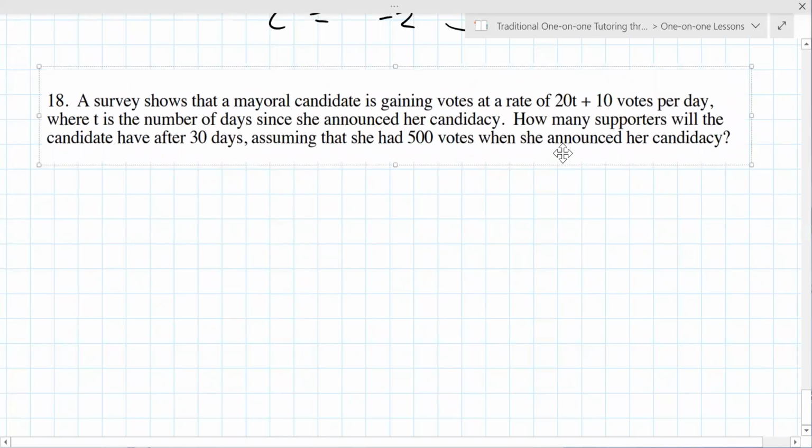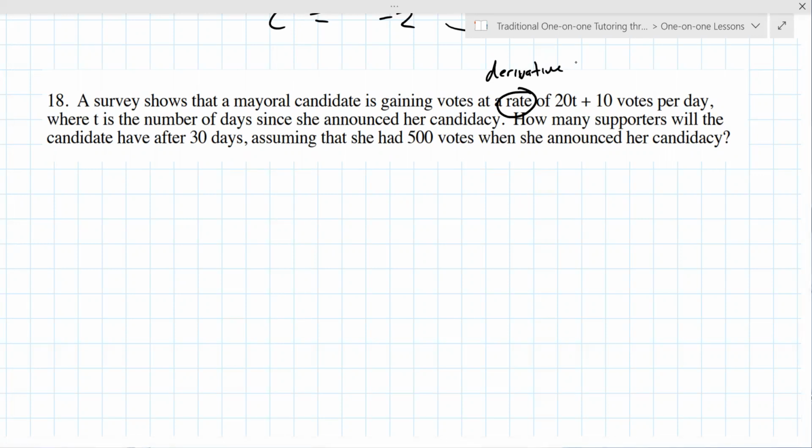Okay, a survey shows that a mayoral candidate is gaining votes at a rate. That's very important. What does rate mean in terms of calculus? Oh, that means derivative. Yep, derivative. 20t plus 10 votes per day. How many supporters will the candidate have after 30 days?